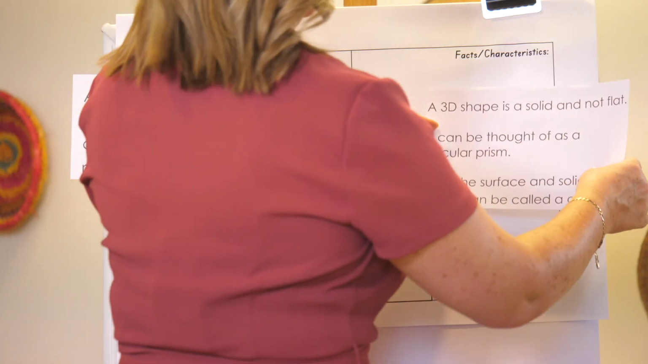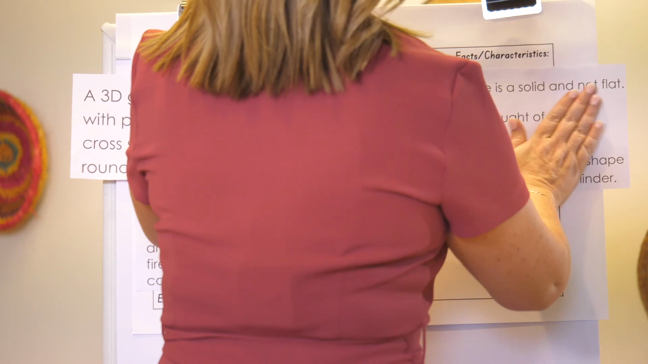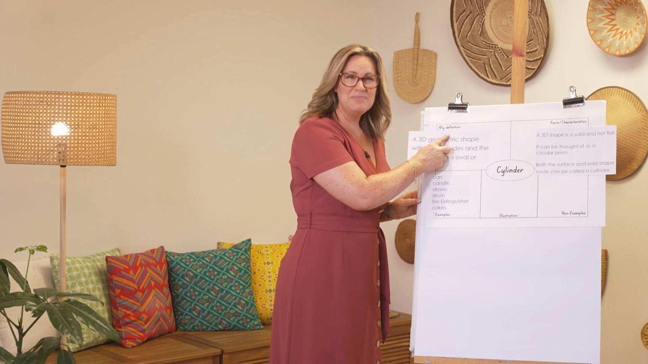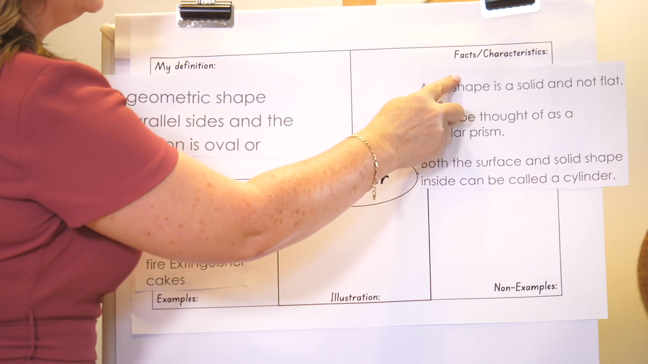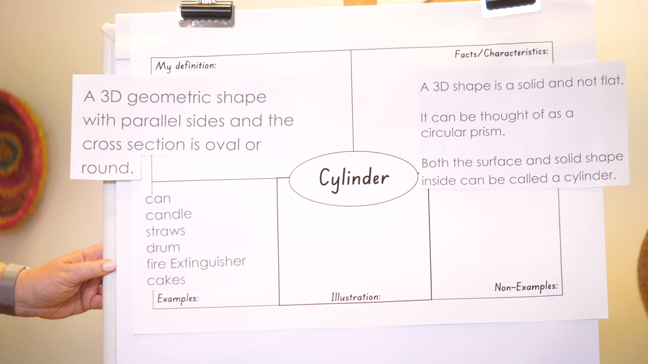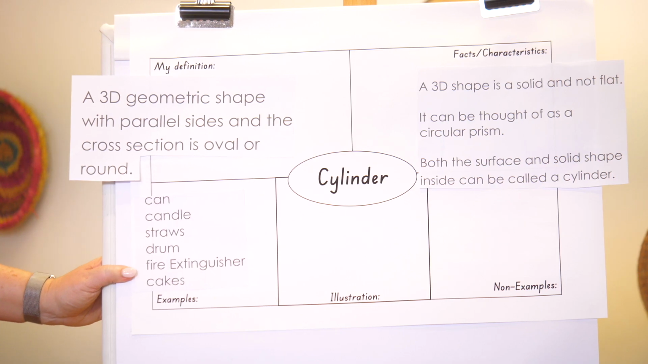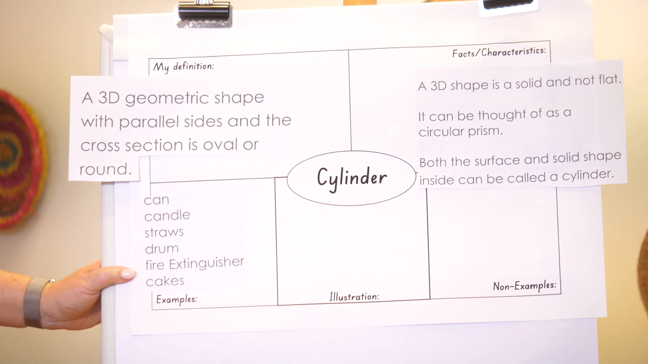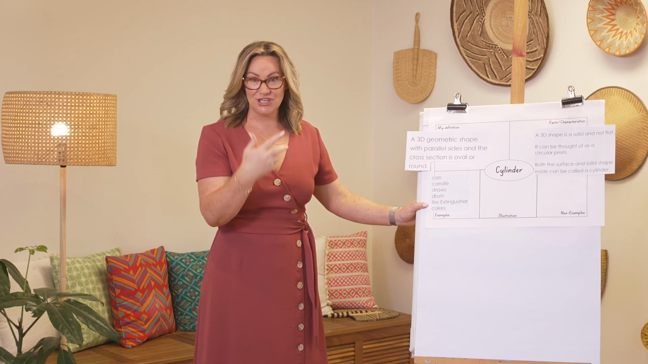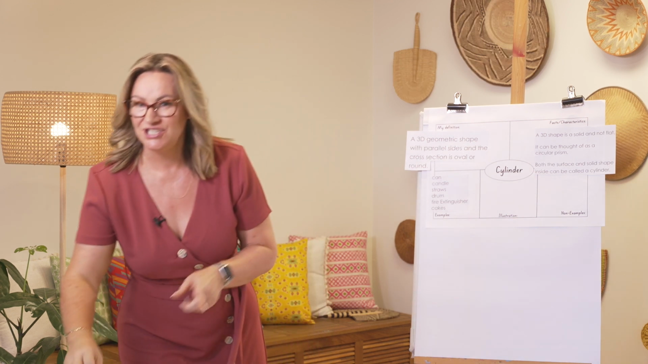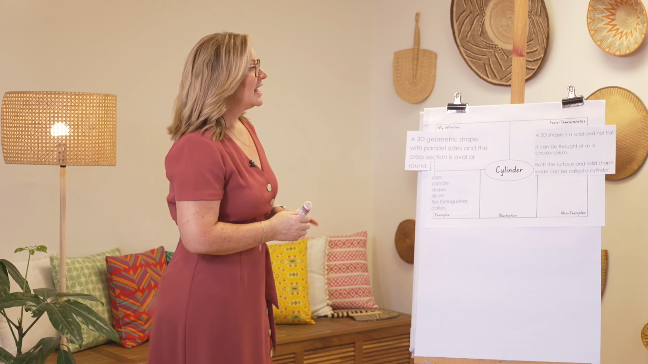Now, look, it's going to come down here a little bit. Excellent. So we have a definition. We've unpacked that further in our understanding with facts or characteristics. We have some examples of objects that are a cylinder. Now we'll go down to the last two, the illustration or the non-examples. Perhaps let's do the illustration first so that it's easier for us to picture those non-examples.